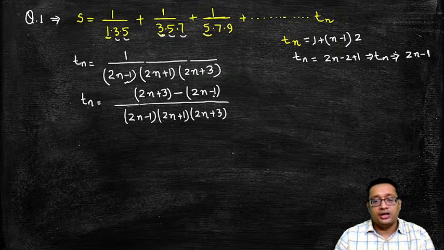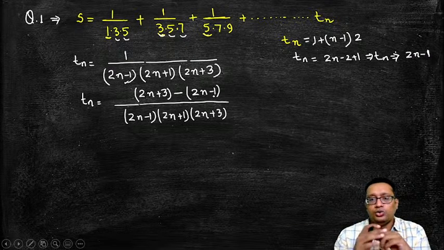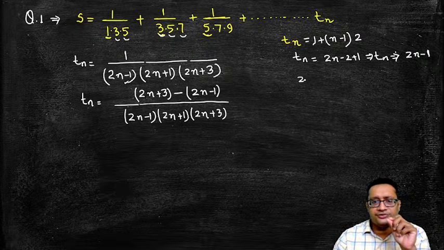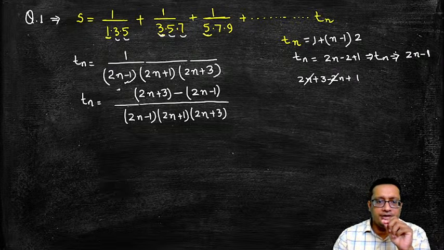Again I will say, I am manipulating this to write in the difference form. But doing this, what I am getting on the numerator, you will see 2n plus 3 minus 2n plus 1. It means I am getting 4. So I will divide with 4.